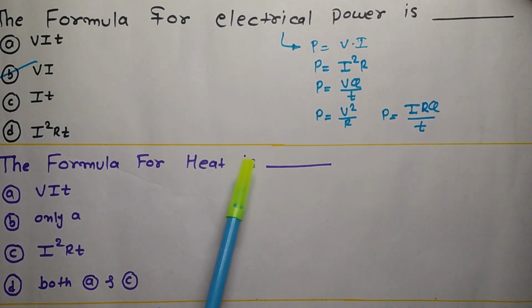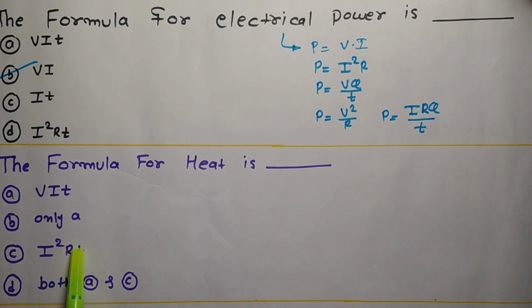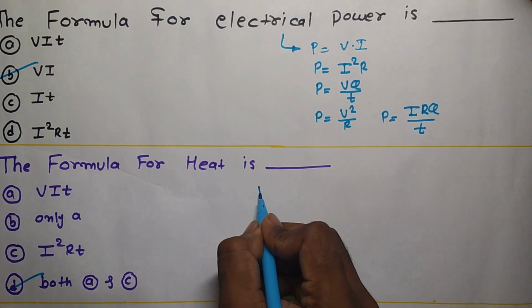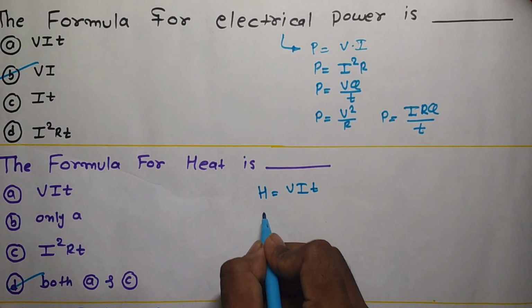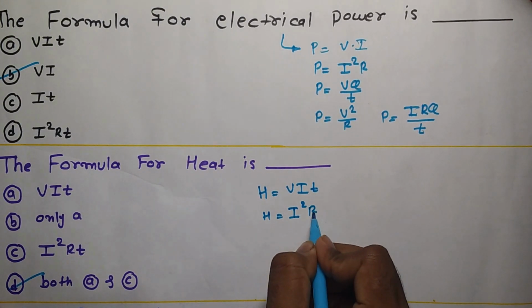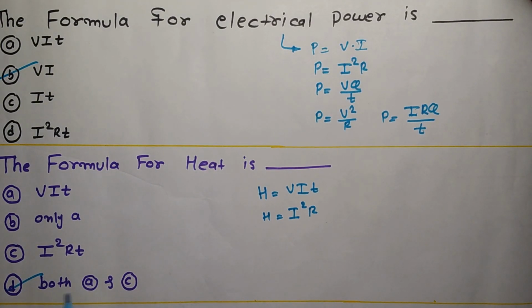The formula for heat is A, VIT, B, only A, C, I square RT, D, both A and C. So the correct answer is D, both A and C, because we know that H is equal to VIT or H is equal to I square RT.